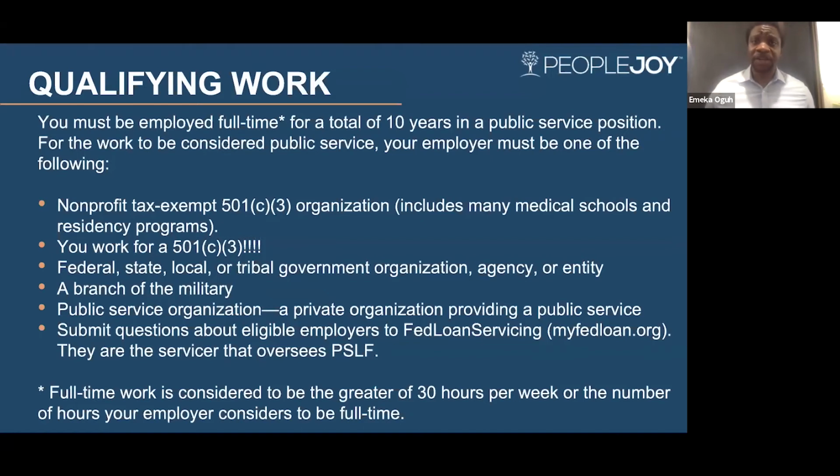If you're not sure that your employer qualifies, you can actually contact Fed Loan Servicing. They are the servicer that oversees the public service loan forgiveness program. One other thing to note, if you work part-time at 2 or more nonprofits, you can still qualify if the combined average that you work per week is 30 hours or more. So if you work 15 hours at one employer part-time, and you work 15 hours at another employer part-time, together that qualifies for public service loan forgiveness.